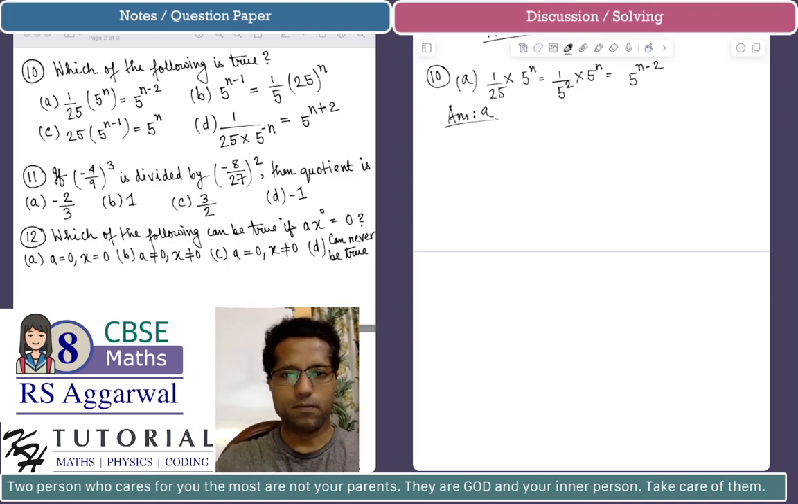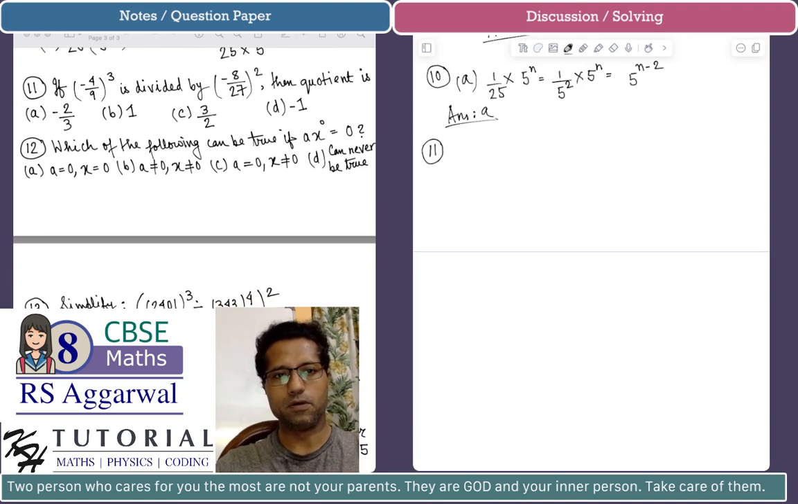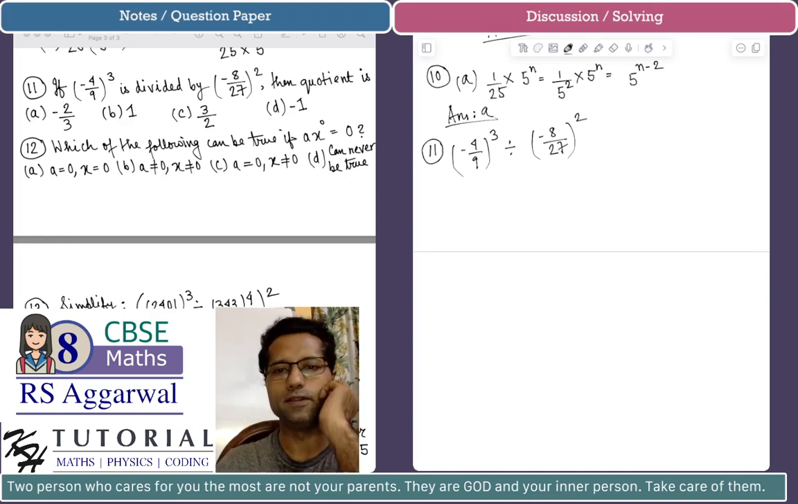Okay. Problem number 11. If minus 4 by 9 whole raised to the power 3 is divided by minus 8 by 27 whole square, the quotient is. So basically we have to find the value of minus 4 by 9 whole raised to the power 3 divided by minus 8 by 27 whole raised to the power 2. We have to find this.